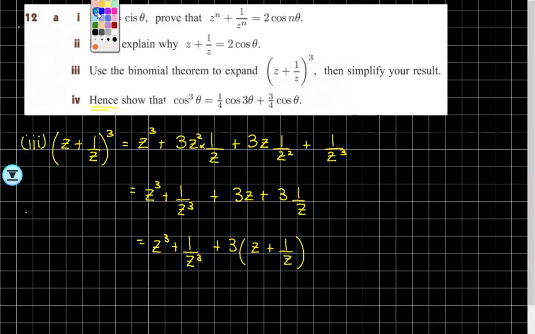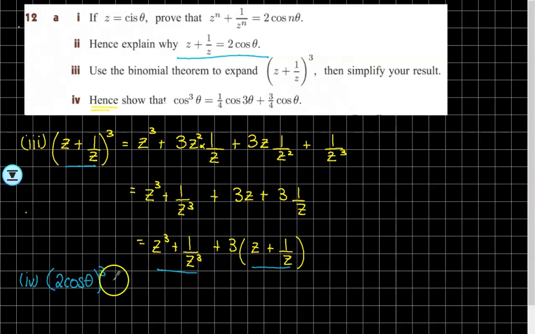And now we're going, okay, hence show that cos cubed is blah, blah, blah. Hence. Now, what do we notice here? We've got this, and we've got this, and we've got this. So, for part 4, z plus 1 over z, isn't that in fact 2 cos theta? So that's going to be 2 cos theta cubed. Agreed? Equals z cubed plus 1 over z.